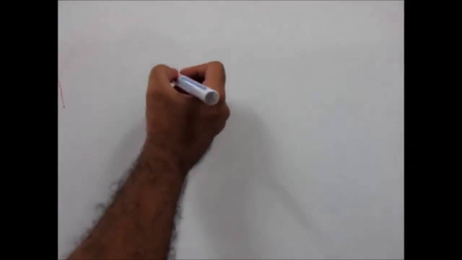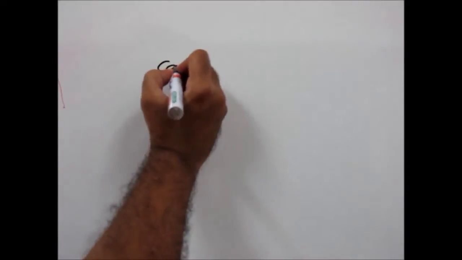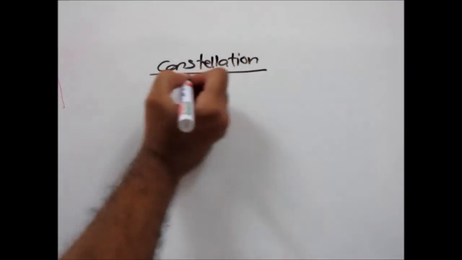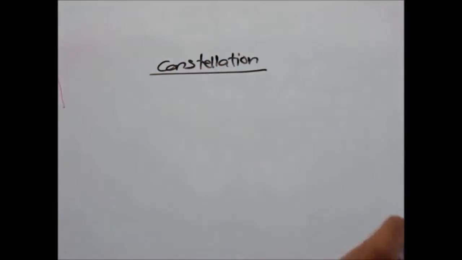Today I'll be talking about nakshatras. What exactly is a nakshatra? Now, I'm sure most of us would know what a constellation is. A constellation is a group of stars put together to create an imaginary object in the sky.